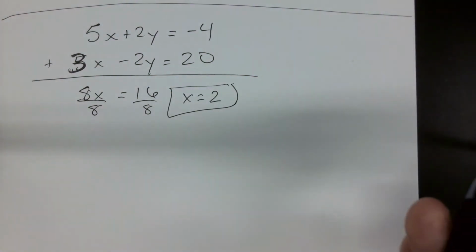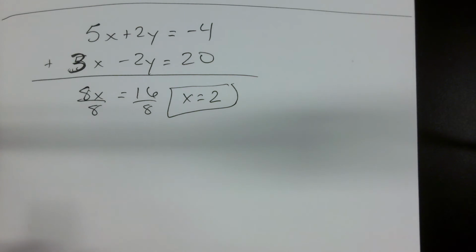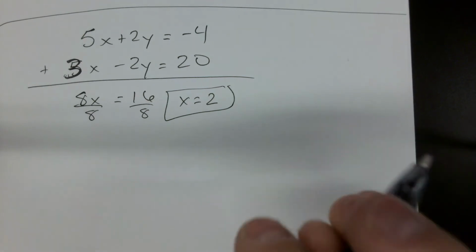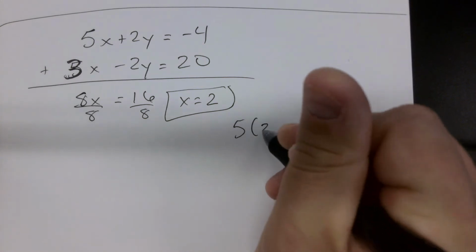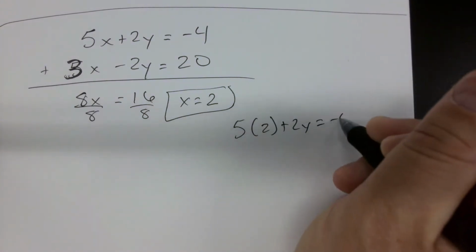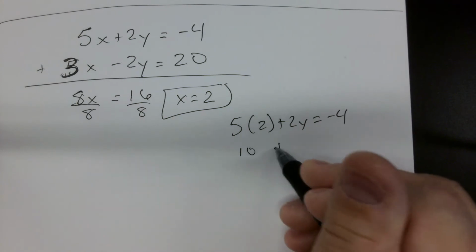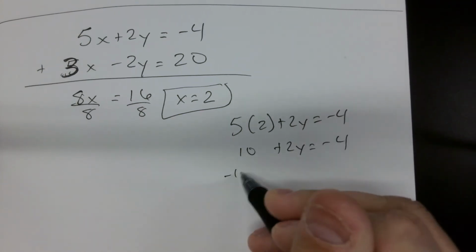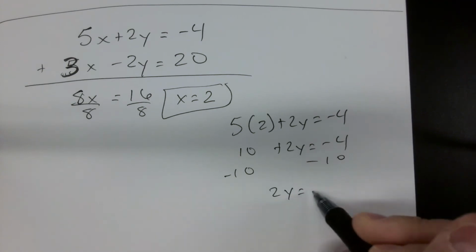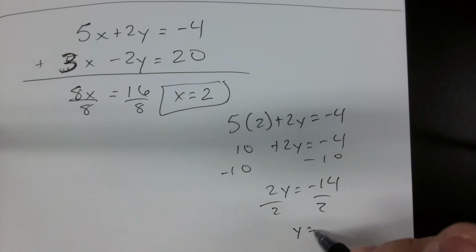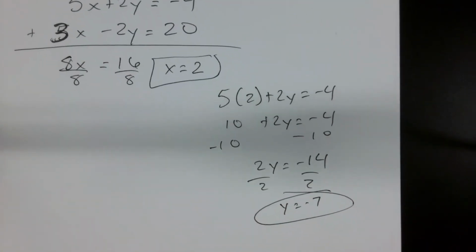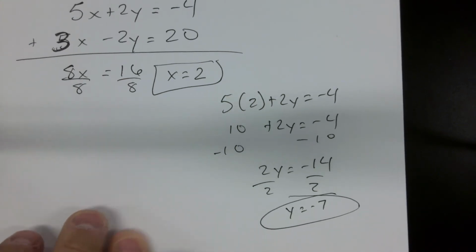Who got x right? Griffin, no? Then raise your hand, man. Thank you. Alright, which equation did you guys plug it in for? Okay, fine, we'll go top. 5 times 2 plus 2y equals negative 4. 10 plus 2y equals negative 4. Subtract 10 from both sides. 2y equals negative 14. Divide by 2, y equals negative 7. Who got them right? Both of them. Not bad. What happened to you, Daxton? Yeah, didn't do it?